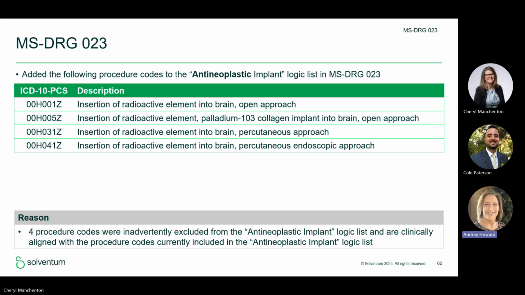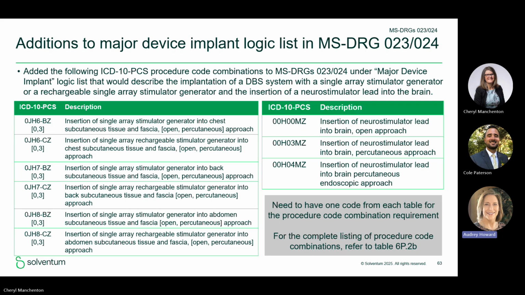And then on the next slide, still within MSDRG 23, but also 24, added these procedure code combinations to MSDRGs 23 and 24 under the major device implant logic list that would describe the implantation of your deep brain stimulation system, depending on what type of generator was being used, and the insertion of the neurostimulator. So you need one procedure code from the left-hand column with one procedure code from the right-hand column to make that procedure code combination.